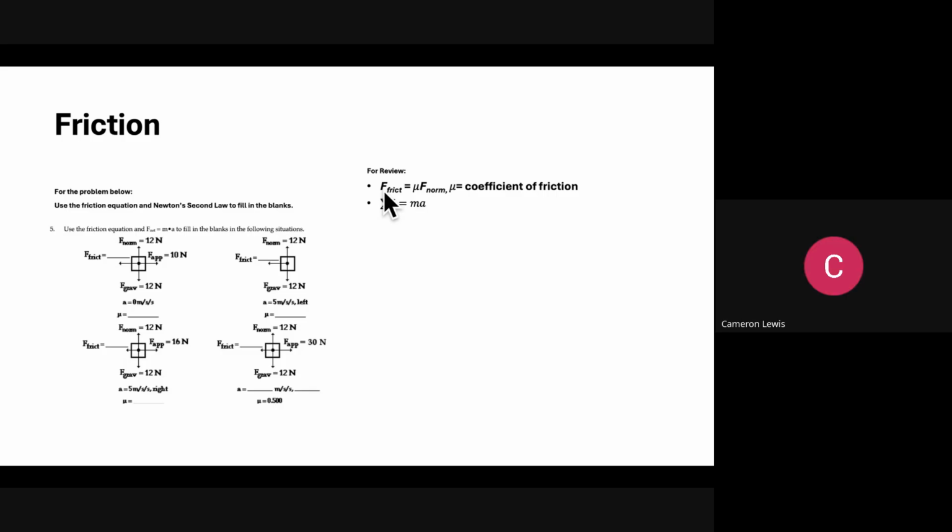And this is one thing that we should know too. The coefficient of friction is always between 0 and 1. So you should never have a number bigger than 1. So the fact that you got 0.83 is good.